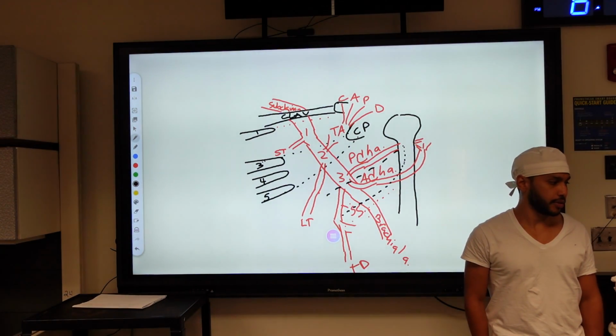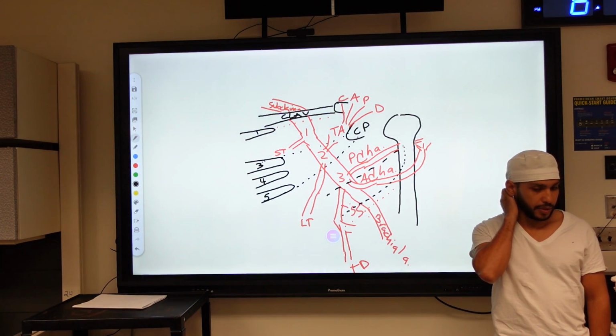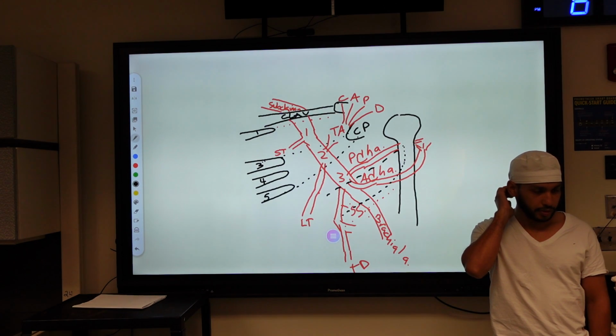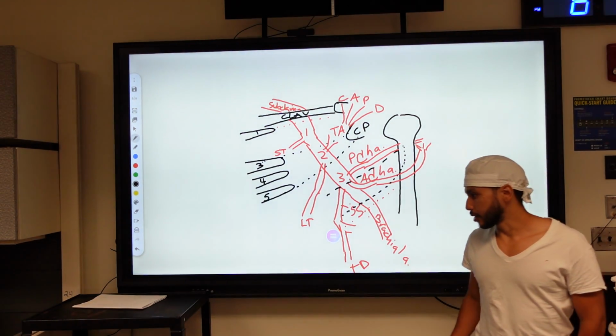Branches of the axillary artery. That's the way I recommend to learn it. Any questions about that? All right, let's move on.